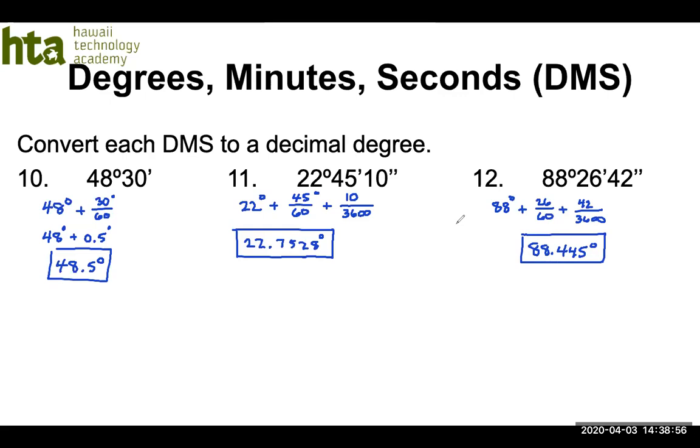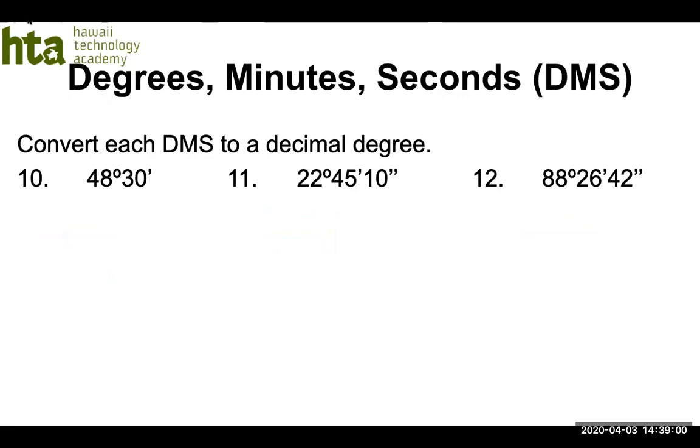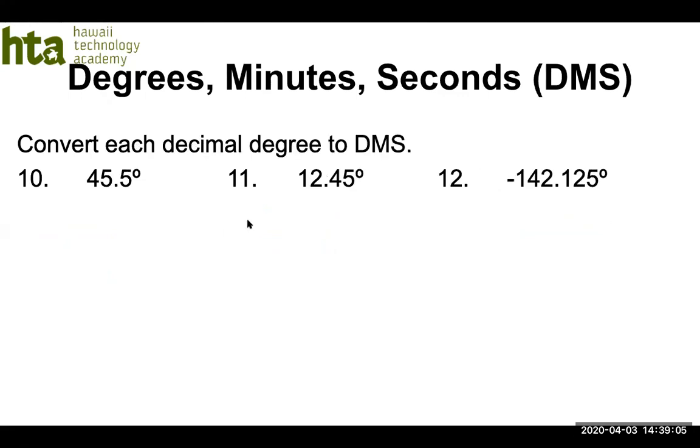For the other way around, it's just a little bit different. So let's look at our very last slide here, short lesson today. We are going to convert decimals to DMS, okay? So here's how that's going to work. We are going to take 45.5 and we are going to write it out like this. You're going to take the 45, that's going to stay in the front, that's the degree, that's the whole number.